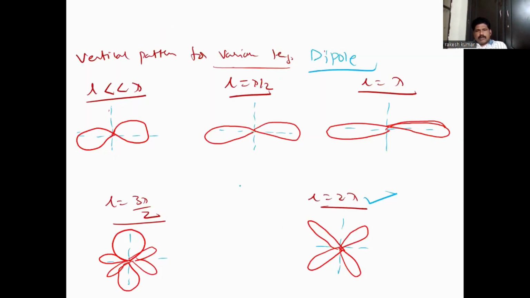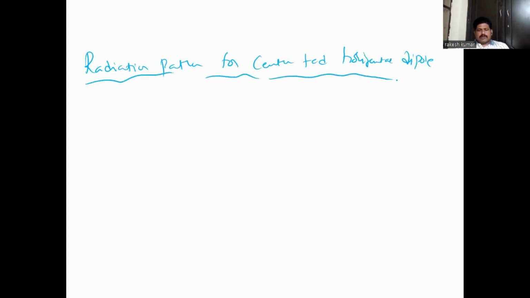So these are all for the vertical case, meaning your antenna is kept vertically. Vertical means like this, and horizontal means like this. For a horizontal dipole, let us look at the radiation pattern for a center-fed horizontal dipole.